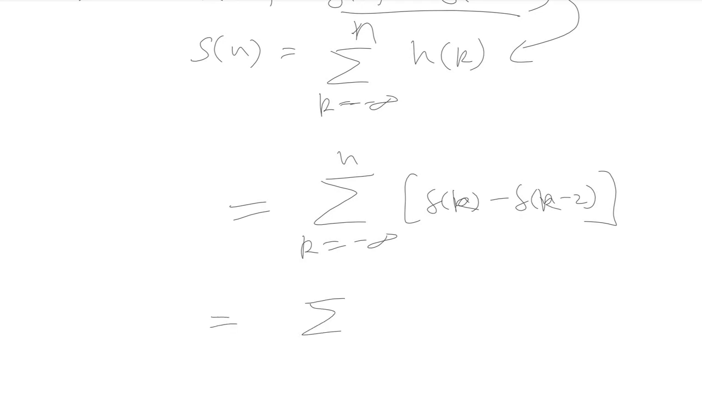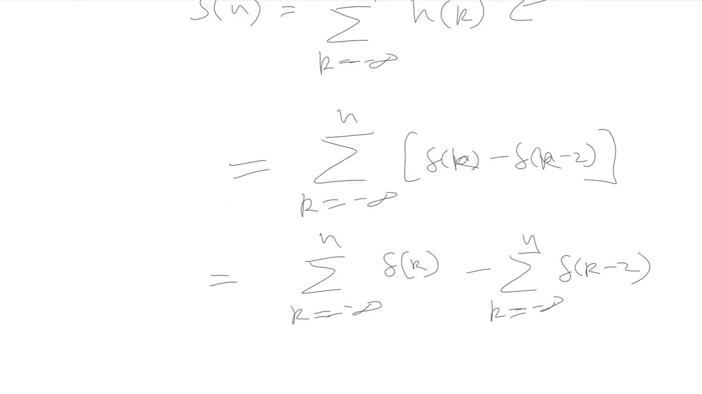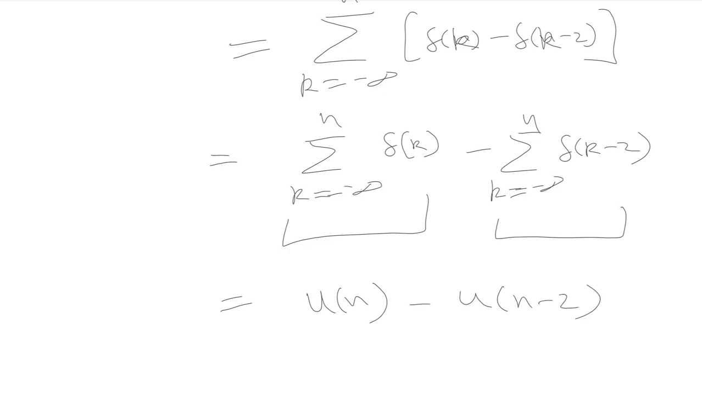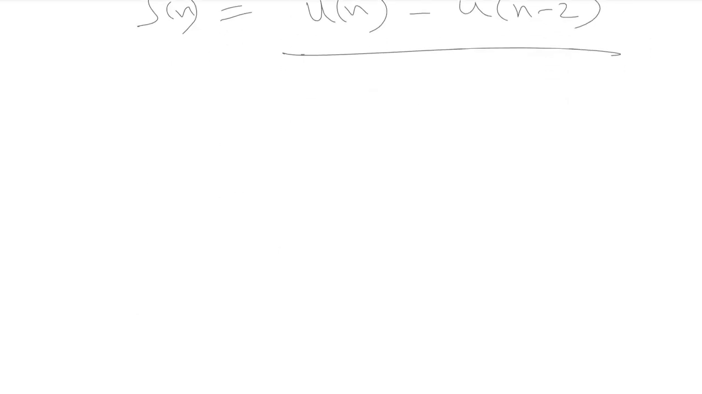so this we can simplify it further. Summation del of k minus summation del of k minus 2, and this summation we know is nothing but equivalent to U of n, and this is equal to U of n minus 2. This property we have already seen, that summation of impulse function is nothing but your unit step function. So this is the step response for the second part. Let us do the third part now.